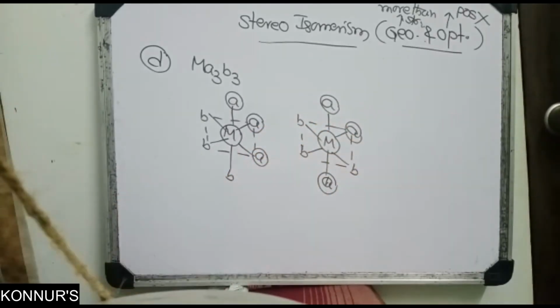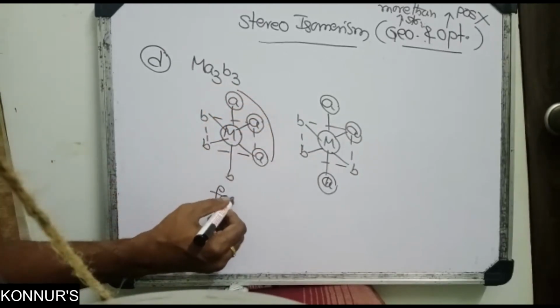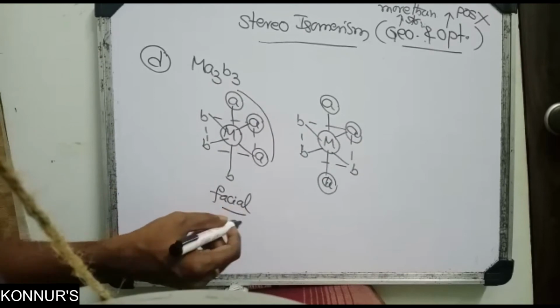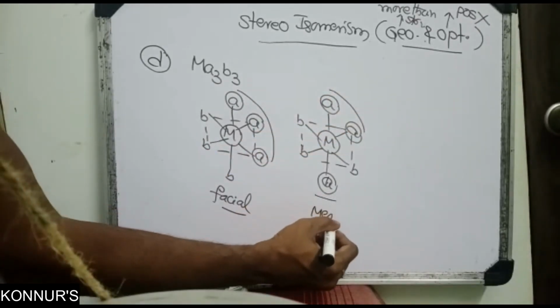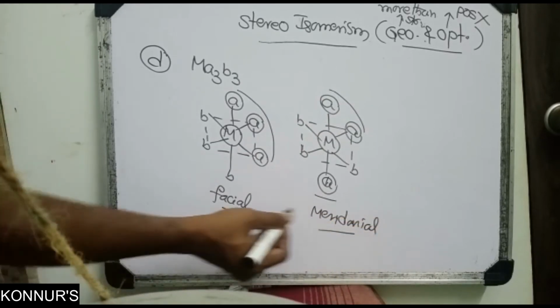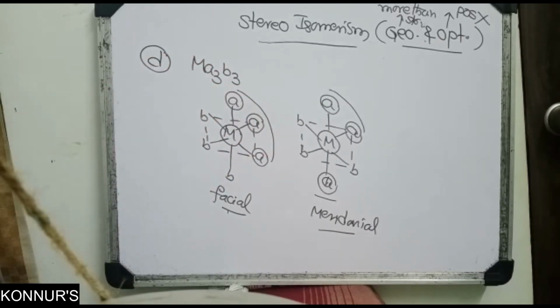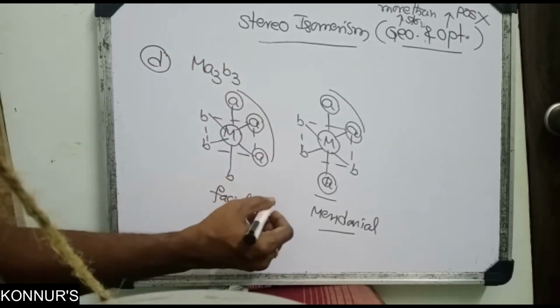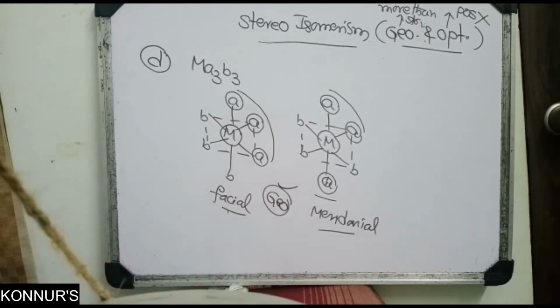So you can write two structures. This three continuous you call as facial. Next, two are here, one is here. This is meridional. So similar to cis trans, but here we call it facial meridional. Next, these are geometrical. So more than one structure is possible. So that's why these are showing geometrical.